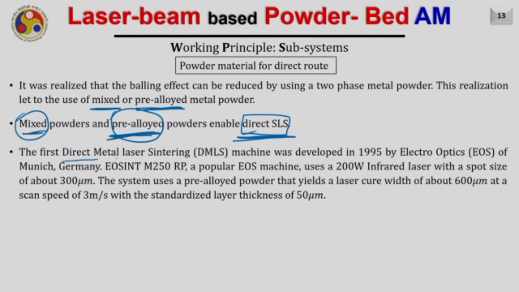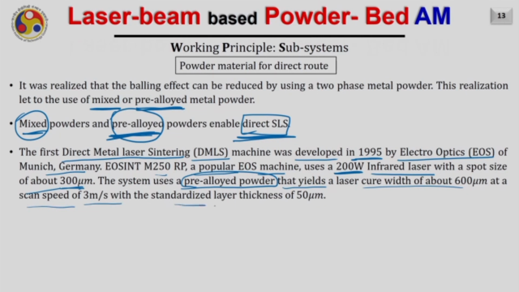The first direct metal laser sintering, DMLS, machine was developed in 1995 by EOS of Germany. EOS INT M250 RP was a popular EOS machine that uses a 200 watt infrared laser with a spot size of around 300 microns. The system uses a pre-alloyed powder that yields a laser cure width of about 600 microns at a scan speed of 3 meters per second with a standardized layer thickness of 50 microns.